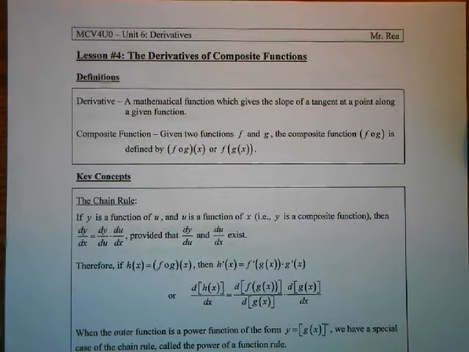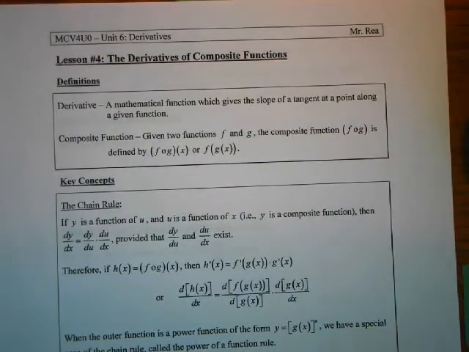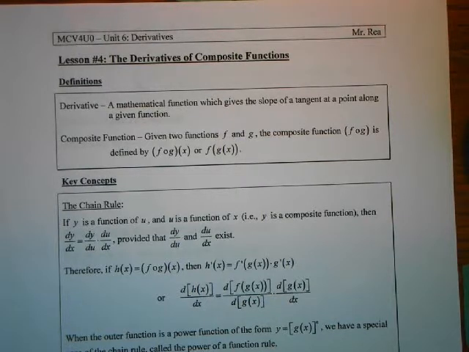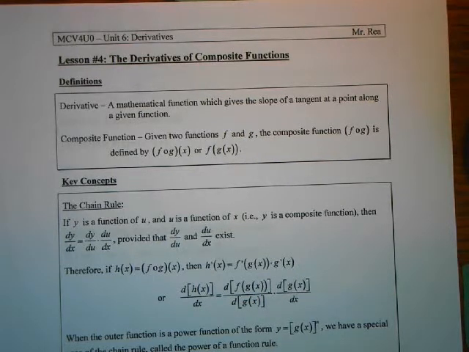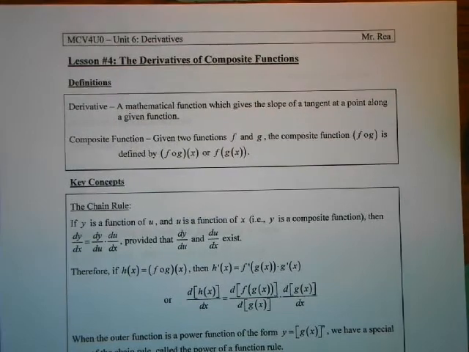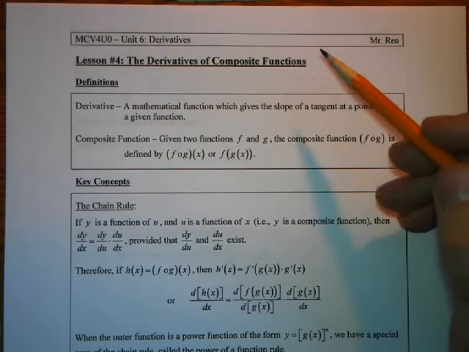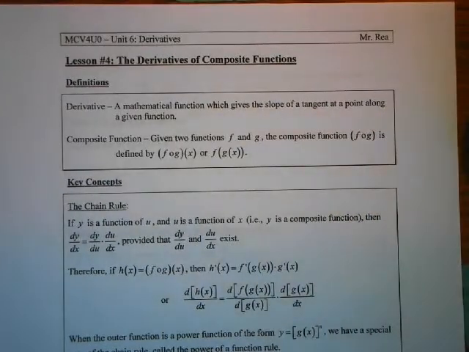We're going to continue on with learning new techniques to take derivatives. Last lesson we looked at polynomial functions and any kind of function that had any kind of rational or negative integer or positive integer exponents. So that covers quite a bit of territory, but there's lots of other types of functions that we need to explore. So today we're looking at the derivatives of composite functions.